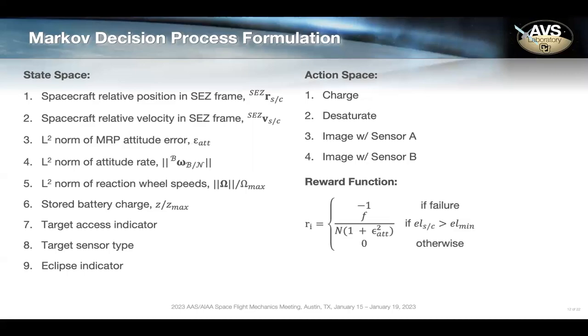And then here's the reward function. For the first component, we check if we fail. If we exceed the reaction wheel speeds or we drain the battery, that gets -1 reward. Otherwise, we look at whether or not we were able to image a target. If we image the target with the correct sensor, we return 1 divided by the total number of possible targets and some attitude normalization constant. So in theory, our max reward is 1 if we collect all the targets with perfect attitude using the correct sensor every time. And our minimum reward is -1, so we collect no targets and we fail.